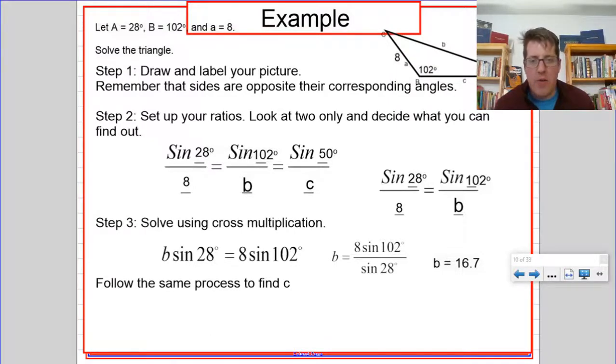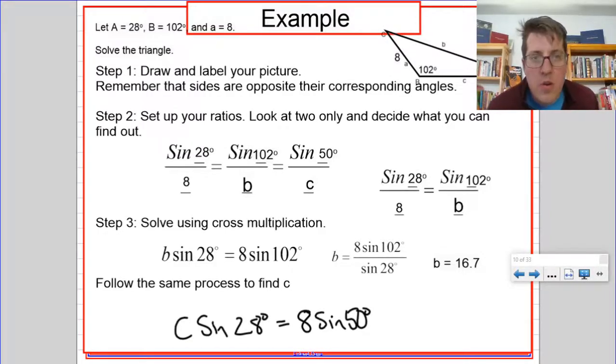You would just follow the same process to find C. Now, notice when I set this up that I used A and A from the original problem as opposed to using B. The reason I would avoid using B is because B, that 16.7, is rounded, and I don't want to use a rounded number when I have an exact number available to me, okay? So always use that original side and angle.